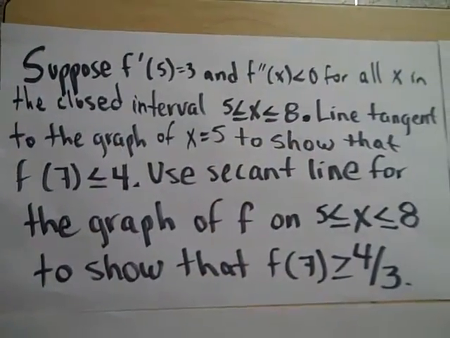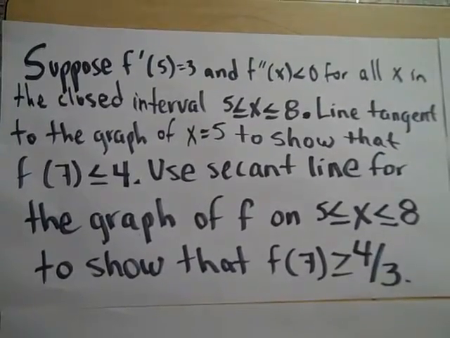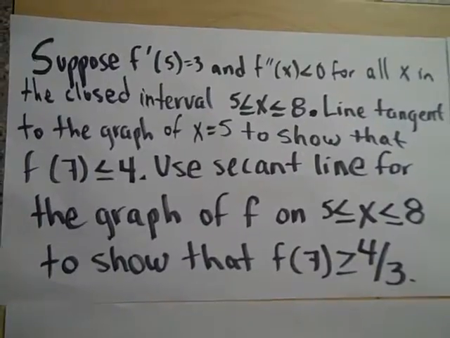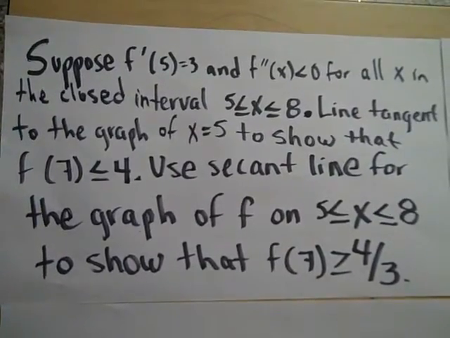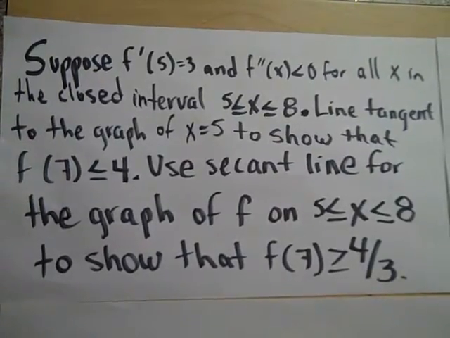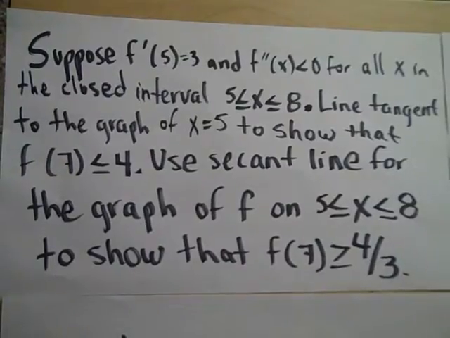Suppose f prime of 5 equals 3 and f double prime of x is less than 0 for all x in the closed interval where 5 is less than or equal to x less than or equal to 8. Use the line tangent to the graph at x equals 5 to show that f of 7 is less than or equal to 4. Use the secant line for the graph of f on 5 less than or equal to x less than or equal to 8 to show that f of 7 is greater than or equal to 4/3.